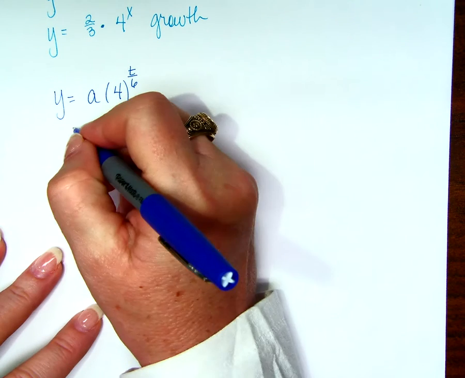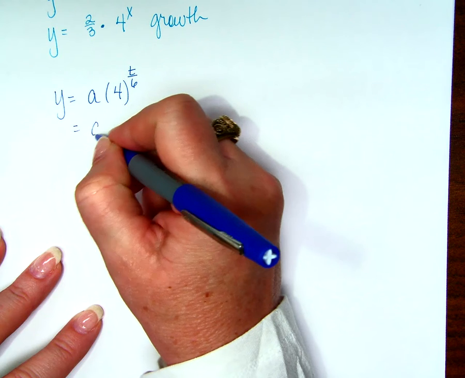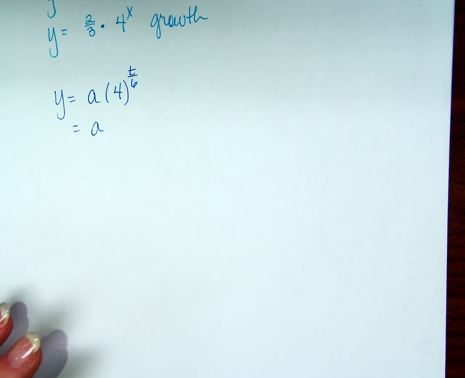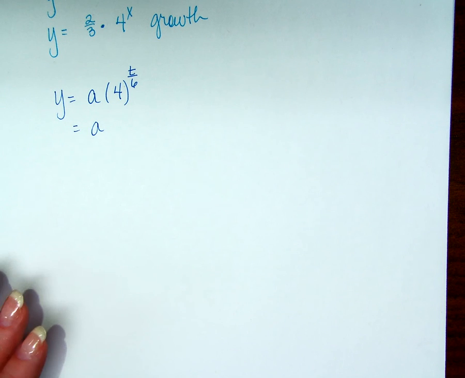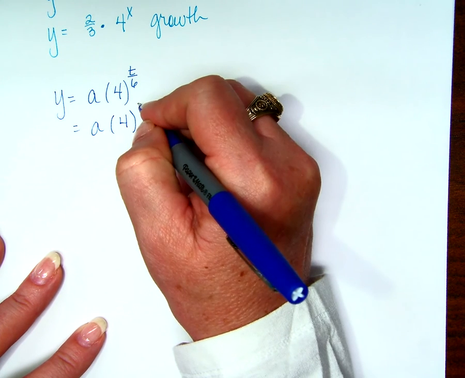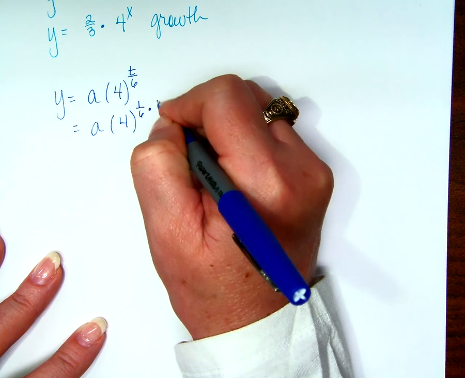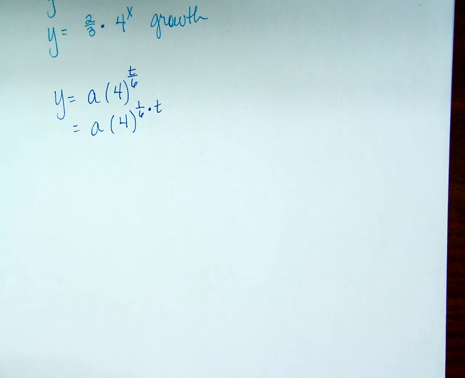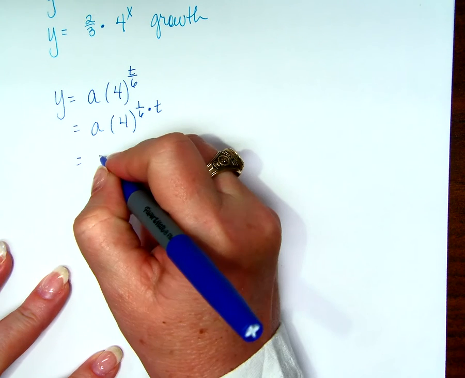Okay? So here's what I'm going to do first. First of all, I'm going to show you every step, and then I'll make sure you know which steps are okay to skip if you're comfortable with them. Is that okay? Okay. So we're going to start here. 4 raised to the 1/6 times t. Can I separate that like that? Why? t over 6 is equal to 1/6 times t. And am I allowed to separate things like that? Yeah, absolutely.